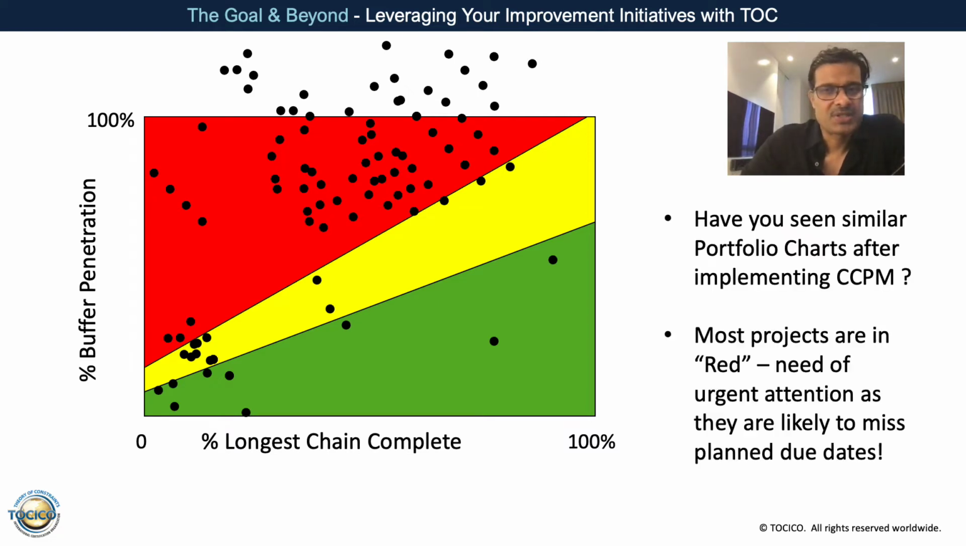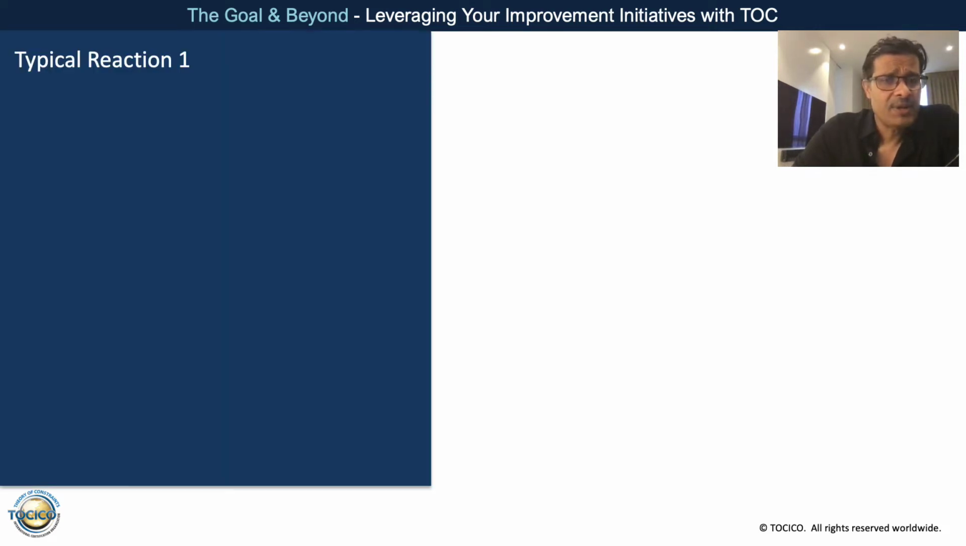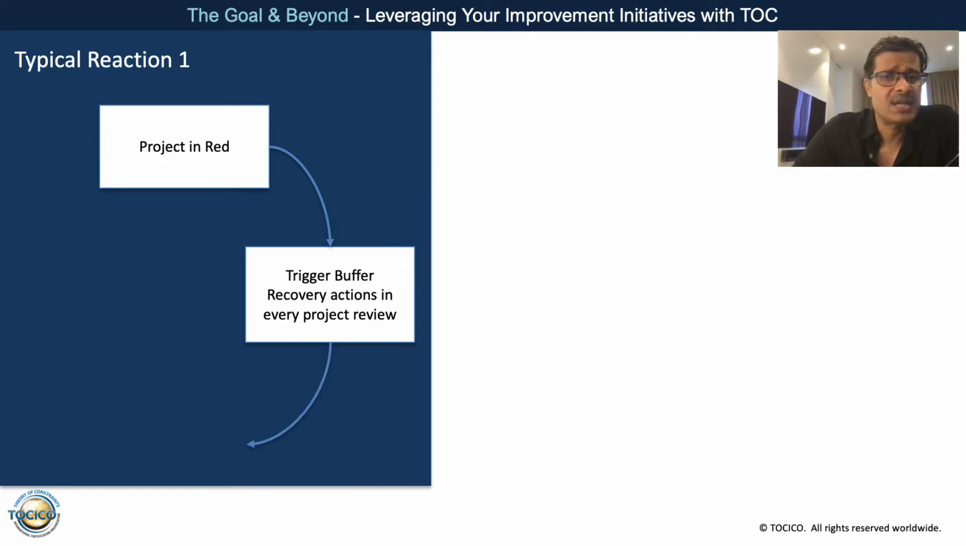So many projects are in red, and we all know the SOP says that if a project is in red, we need to take actions to bring the project back on track. What happens typically in such environments is there are two ways to approach the problem of reds. One is the classical way, where whenever a project is in red, the first thing that we tell our clients is take a buffer recovery action, right? So every project review meeting ends with a buffer recovery action.